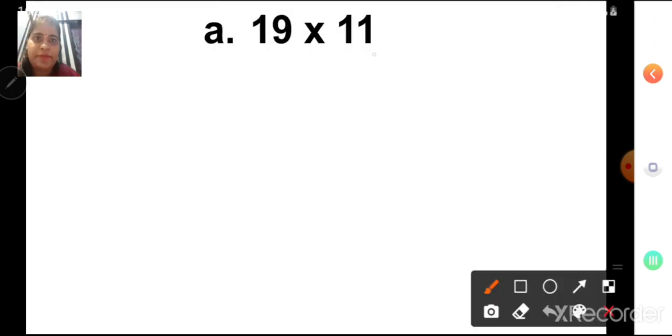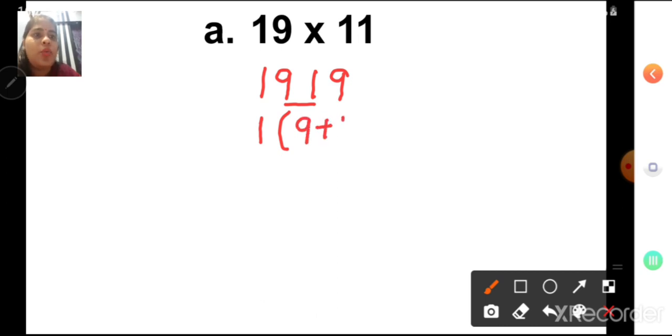19 into 11. So 19 we have to repeat 2 times. Okay. 1 9 1 9 19. Okay children, then only the middle number you have to put in bracket. Correct. So 1 I will write as it is. Then I will put a bracket. I will write 9 plus 1 and then again 9.